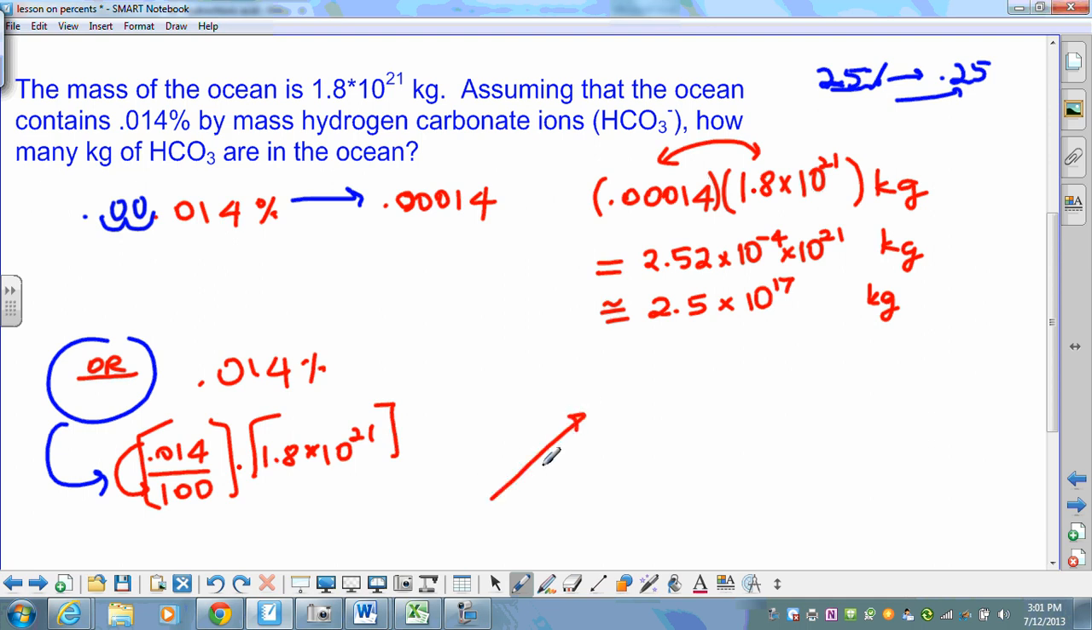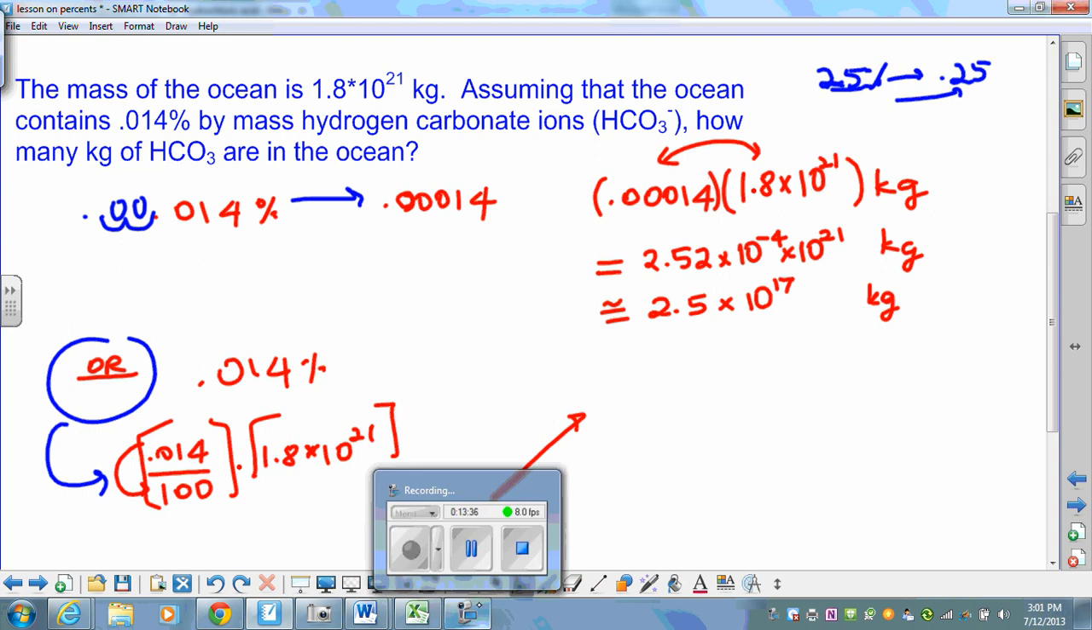So make sure you watch part 2 to understand how to solve the second type of percentage problems, the ones where you're going to find the actual percent that will be the unknown for those questions.